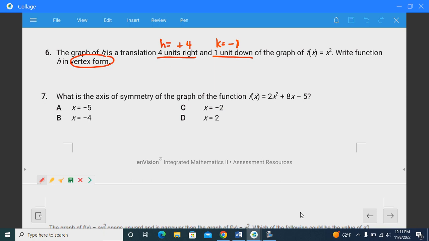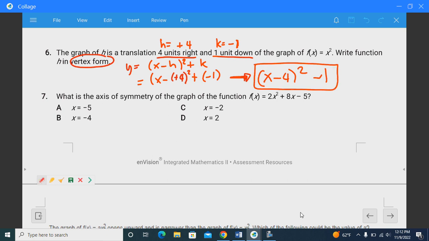And for our y is equal to x minus h squared plus k, that is again x minus, what is our h? Positive 4. Plus what is our k? It's negative 1. Let's simplify that one. That would give us x minus 4 squared minus 1. That is 7 plus 9.